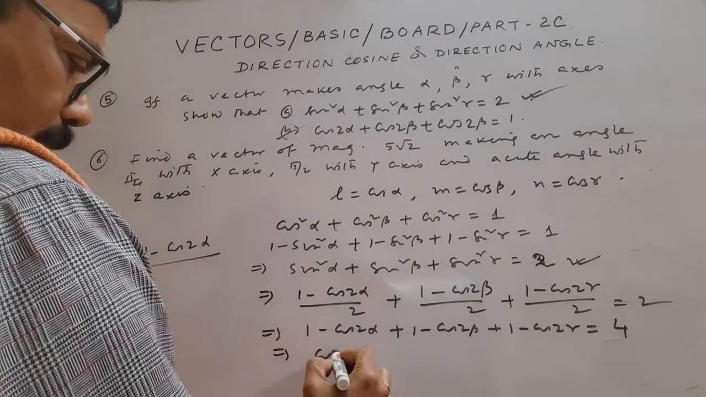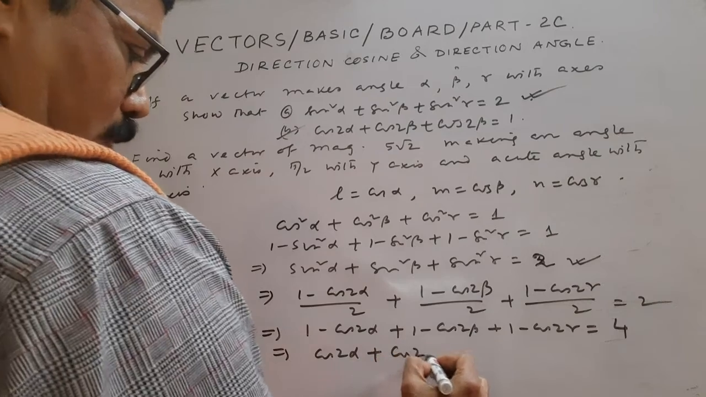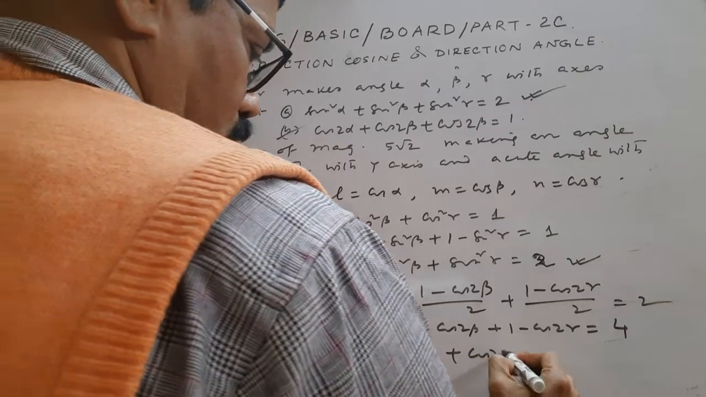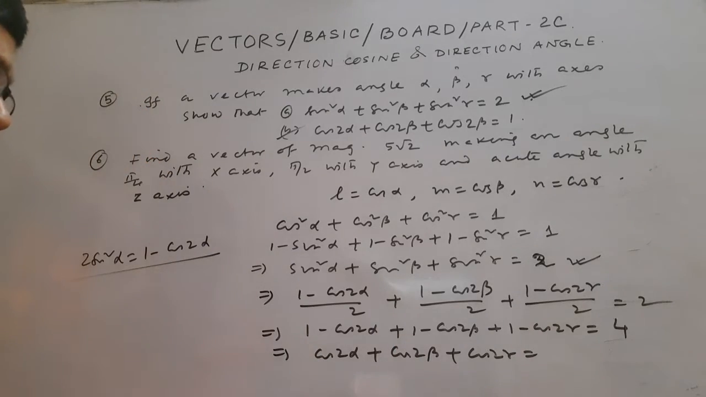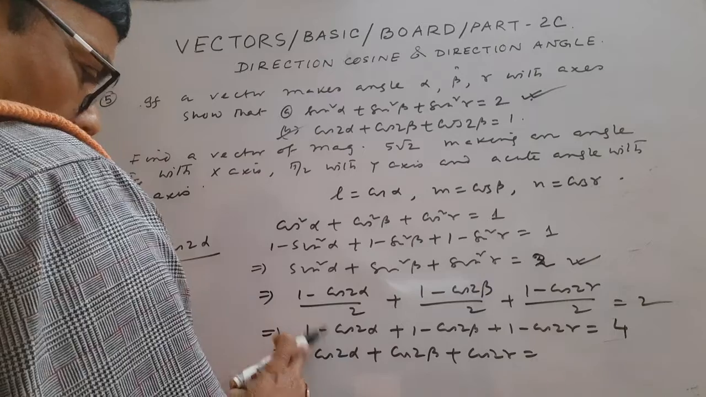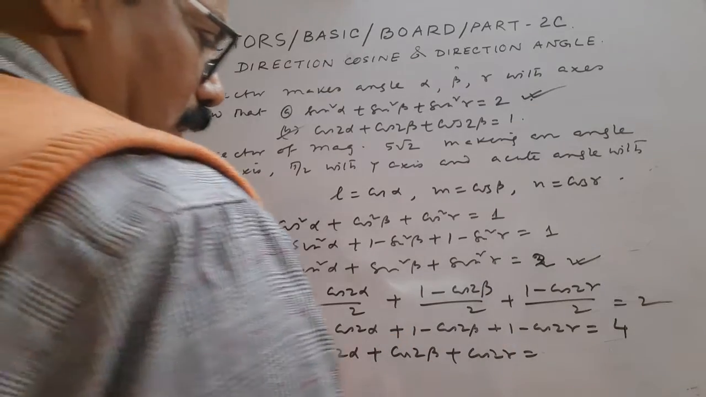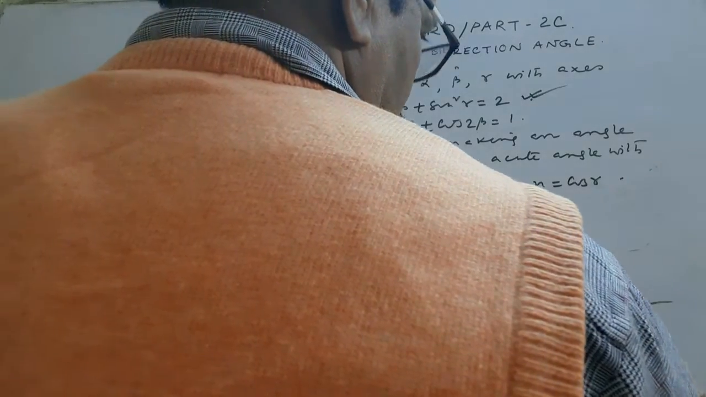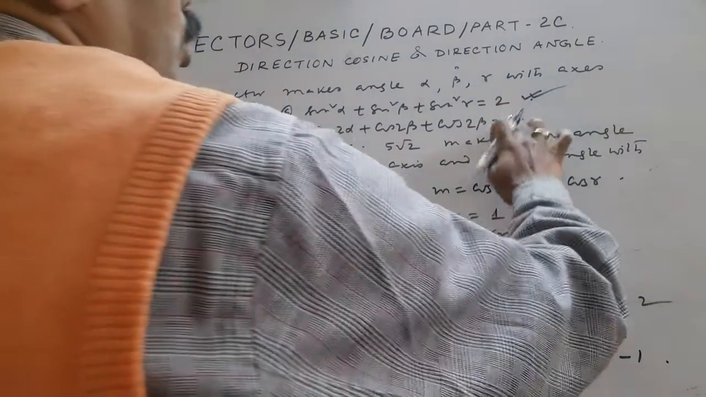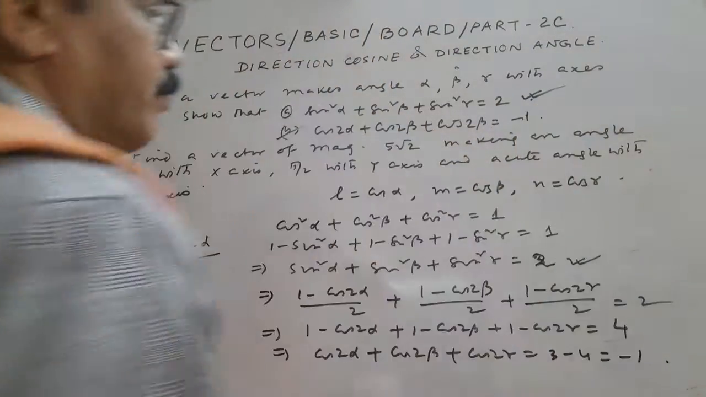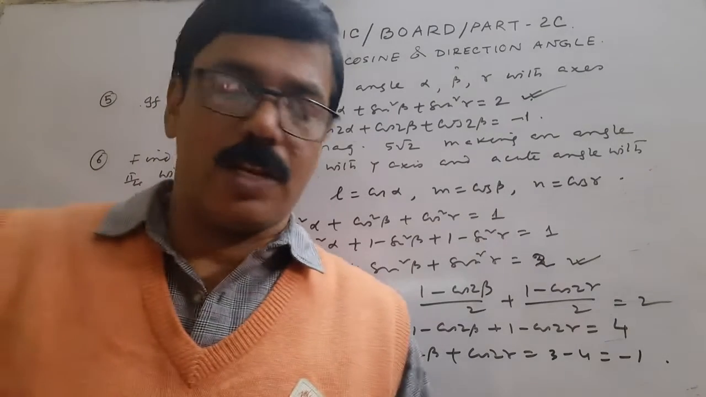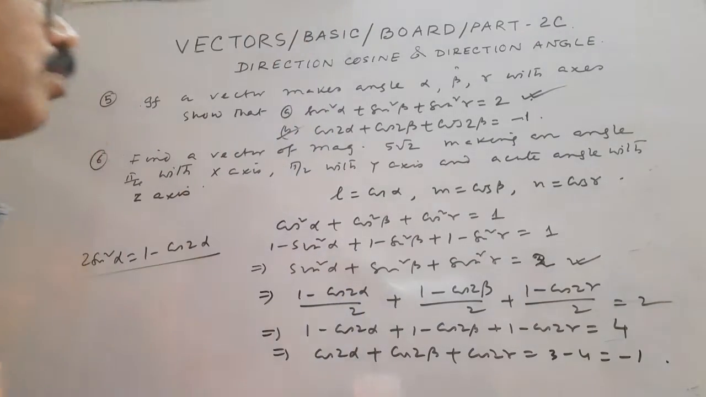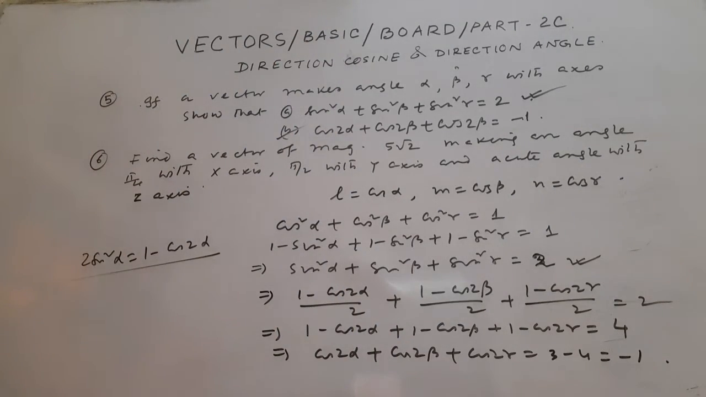So transfer cos 2 alpha, cos 2 beta, cos 2 gamma to the right-hand side. This will be plus. And 1 plus 1 plus 1 is 3, 3 minus 4, so this is minus 1. So cos 2 alpha plus cos 2 beta plus cos 2 gamma equals minus 1. This is a problem of trigonometry using this property.